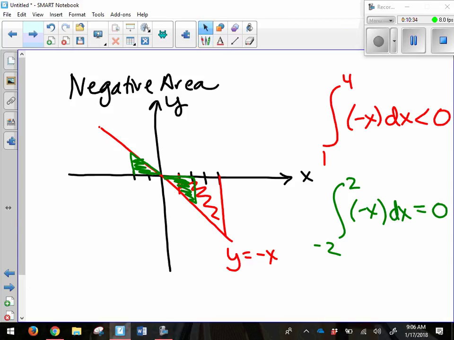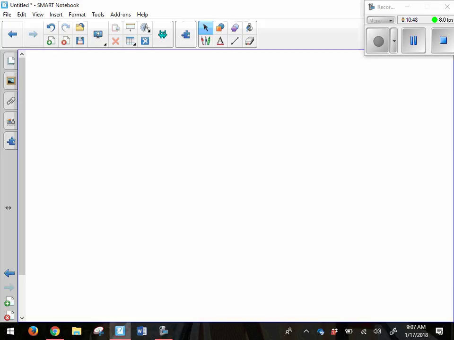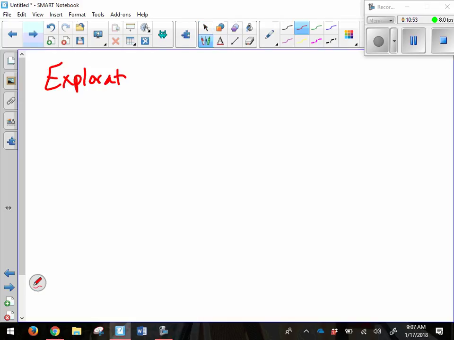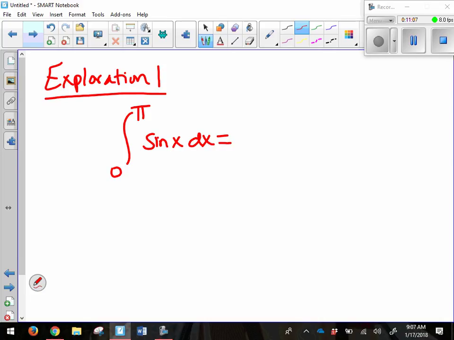All right, we good? Okay, so I'd like to go over exploration 1 because it really talks about this whole negative area thing, and it's pretty useful. It actually brings together a whole bunch of stuff. So, exploration 1 tells us that the integral from 0 to pi of sine x dx is equal to what? 2.